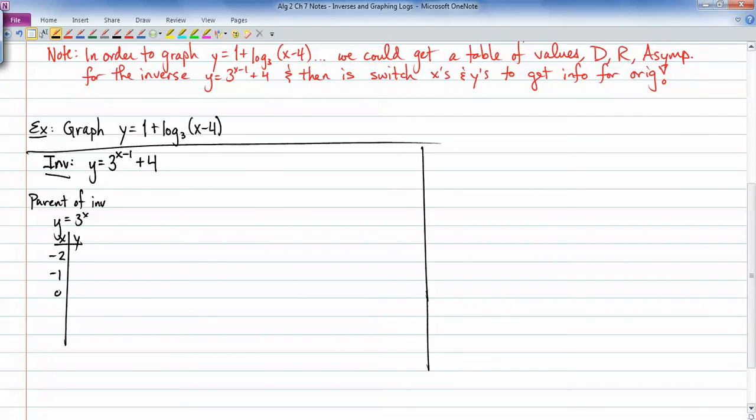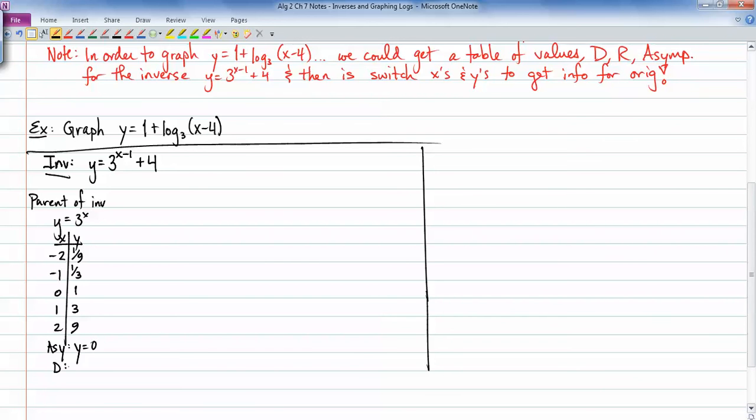-2, -1, 0, 1, 2. And 3 to the -2 is 1/9. And 3 to the -1 is 1/3. And 3 to the 0 is 1. And then 3 and then 9. And then since it's just a parent exponential, the asymptote is y equals 0.